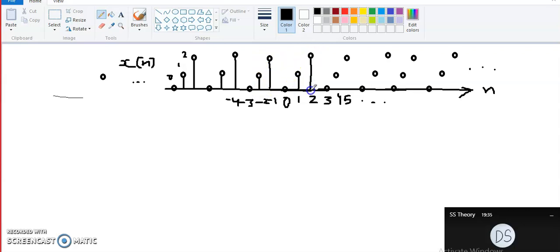As a discrete time signal, mostly books use this kind of representation. Discrete time signals are represented by bar notation. This is how the discrete time signal will look. So it is 0, 1, and 2, and it repeats its values.